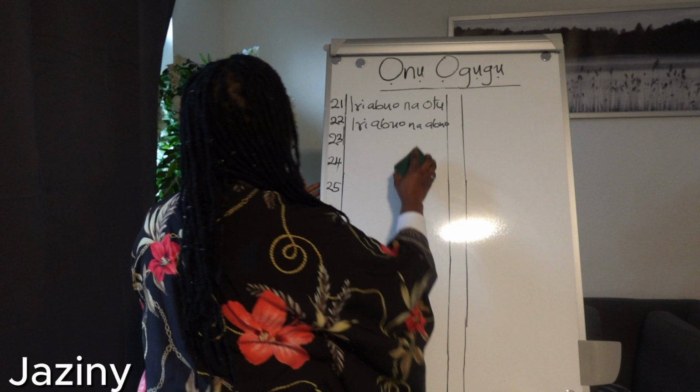90. Iri itolu. Then we get to the almighty 100. What do you think it's going to be? It's not going to be iri.